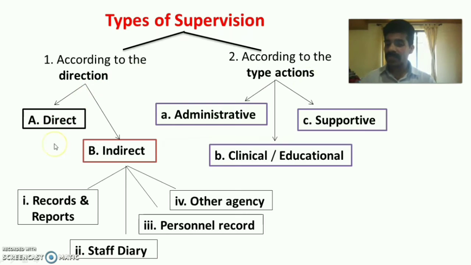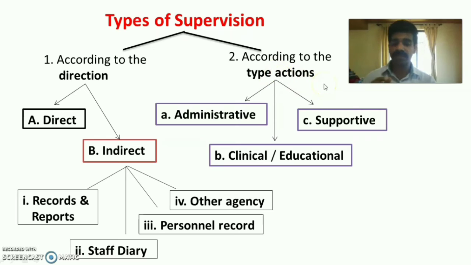According to the direction, there are direct supervision and indirect supervision. Direct supervision is done by face-to-face talk or communication with the employees, and indirect supervision is done through verification or observation of the employee's records and reports, the personal or staff diary and other personal records, and through an external or third-party agency who supervises the employees.